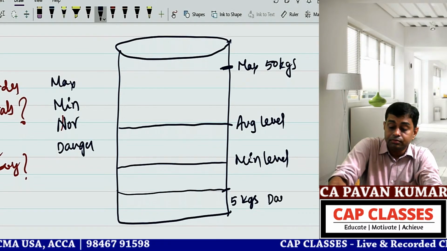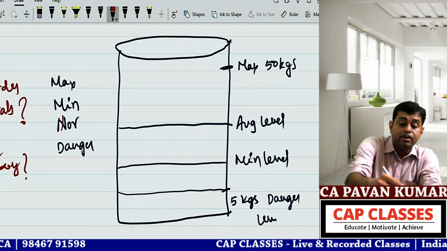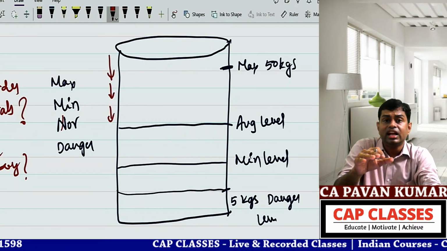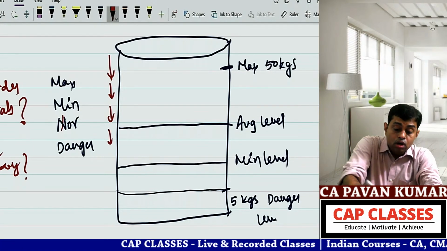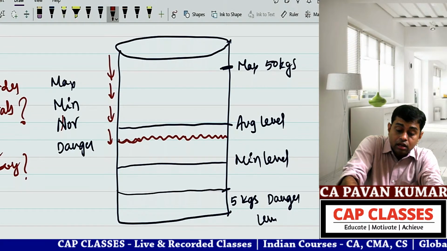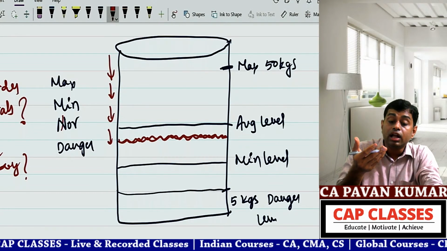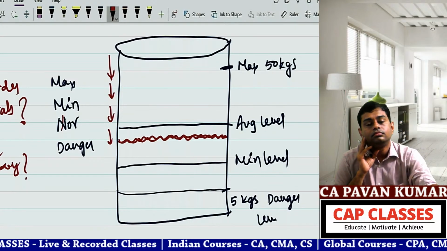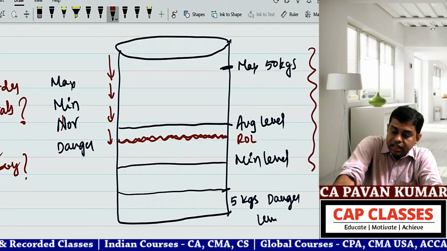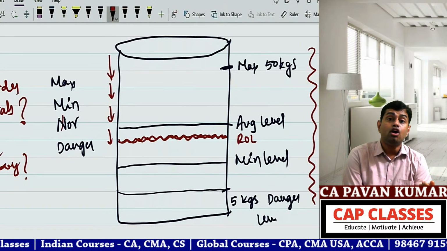This is danger level. Then your mom said, beta, remember one rule: whenever the stock falls, because every day whenever you are consuming rice, stock level will fall, no? So remember one thing, whenever stock reaches this point, then immediately you need to place a new order to increase the stock level. This is called reorder.